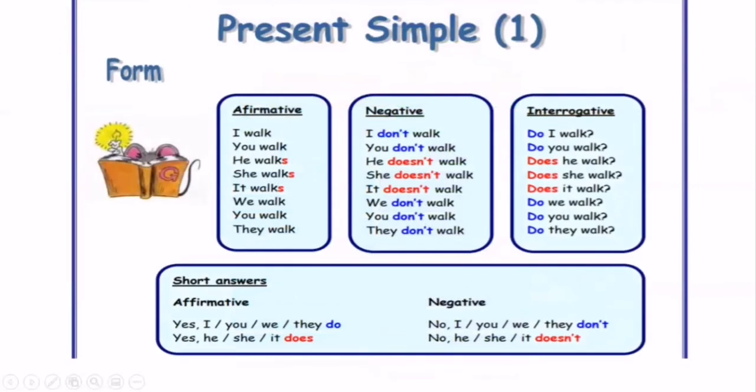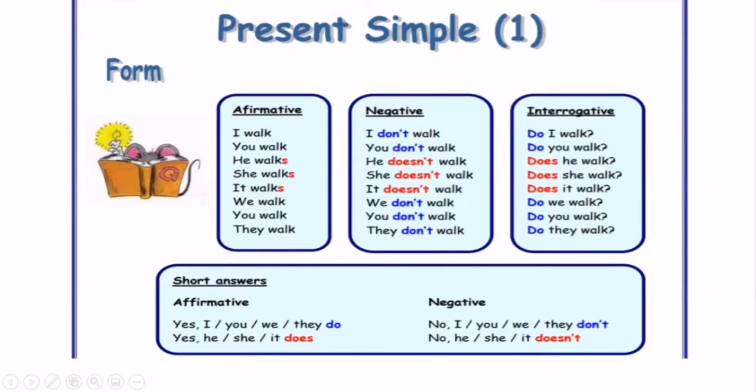Okay, here you have some examples. When you have a verb in present simple in affirmative form, for he, she, and it, you have to add a letter S or ES to the verb. For example, he walks, she walks, it walks. In the negative form, you have to use doesn't, and you have to omit ES or S in the verb. He doesn't walk, she doesn't walk, it doesn't walk. And in the interrogative form, does he walk, does she walk, does it walk?